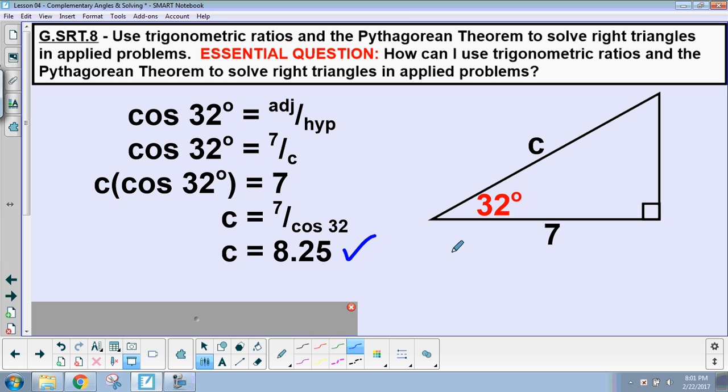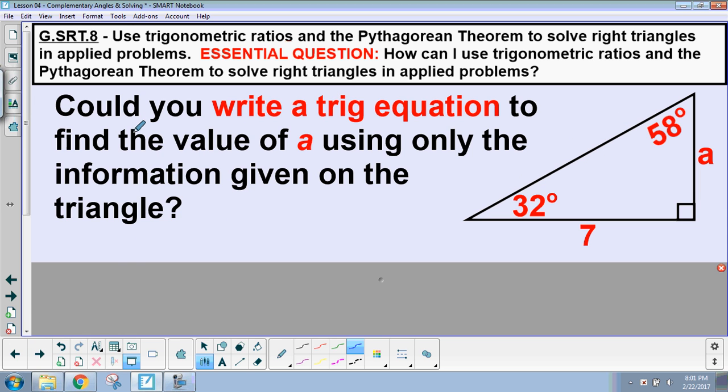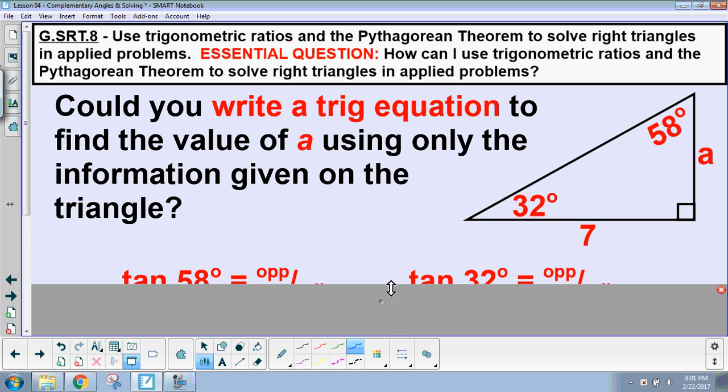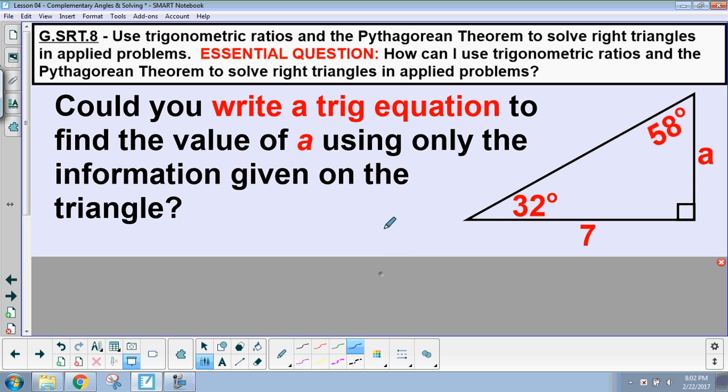Could you write a trig equation to find the value of A using only the information given on the triangle? Oops, you didn't see that. Well, the answer is yes. Because if you're relative to 32, A would be the opposite, and 7 would be the adjacent. And based on that, the fact that you have opposite and adjacent to work with, then it would be tangent.